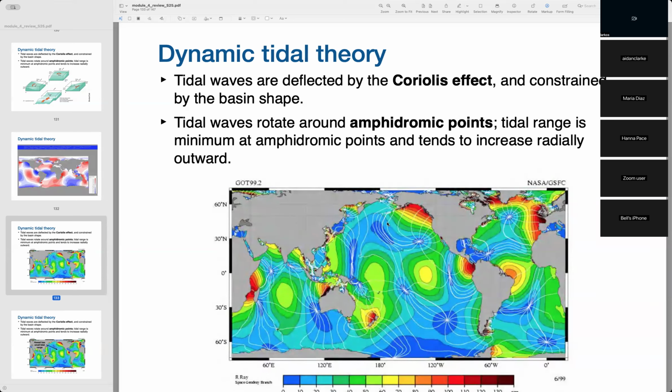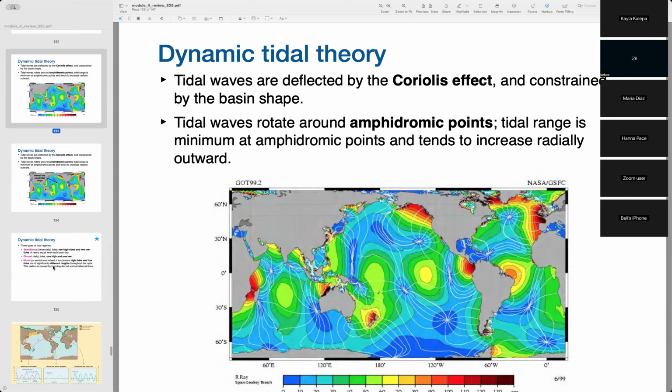Okay, and you see that this is arranged in these sort of circular fashions. These waves move around these amphidromic points, where the amplitude is zero and all the phase lines come together. They move around in a circular fashion. The tidal range obviously is a minimum or zero at the amphidromic points, and tends to increase radially outward.